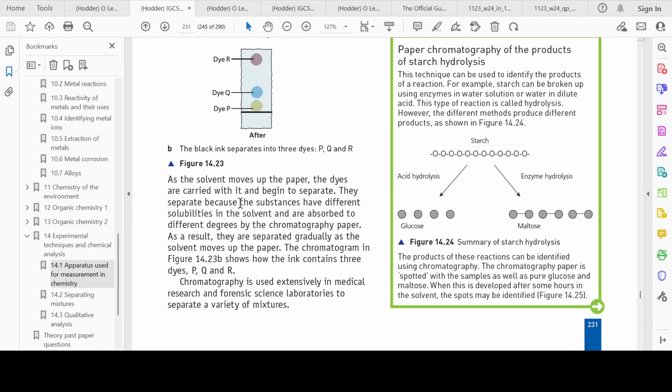So the substances have different solubilities in the solvent and are absorbed to different degrees by the chromatography paper. As a result, they are separated gradually as the solvent moves up the paper. The chromatogram, this thing, in figure 14.23, shows how the ink contains three dyes PQR. The name PQR because you don't know the chemical name, or you don't want to, you just want to label them, right? You're not going purple and blue and stuff.